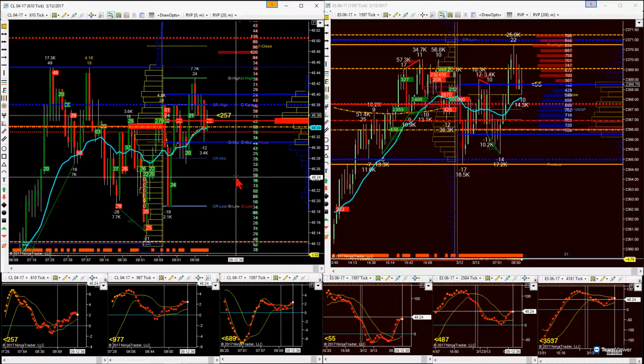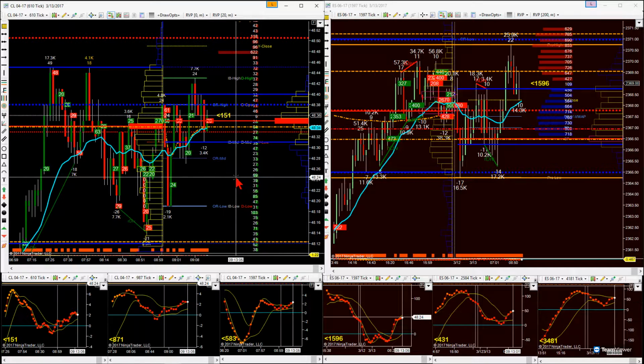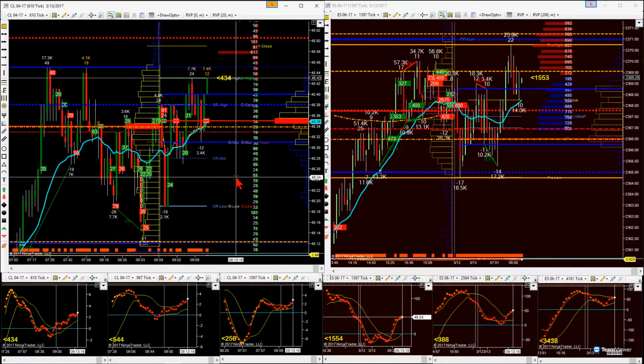So all those contracts were eaten up. Sellers came in to hit those bids, but it wasn't able to move price down. And that actually would be considered a sign of strength here. Again, it's microscopic because it's happening on the depth of market and the order flow. That is a very microscopic view. Oh, there you go.